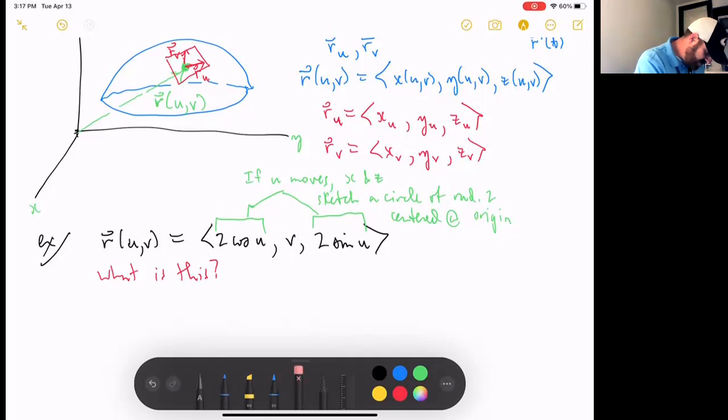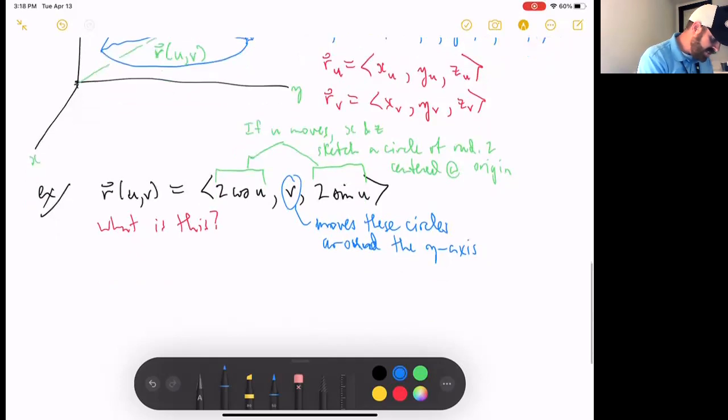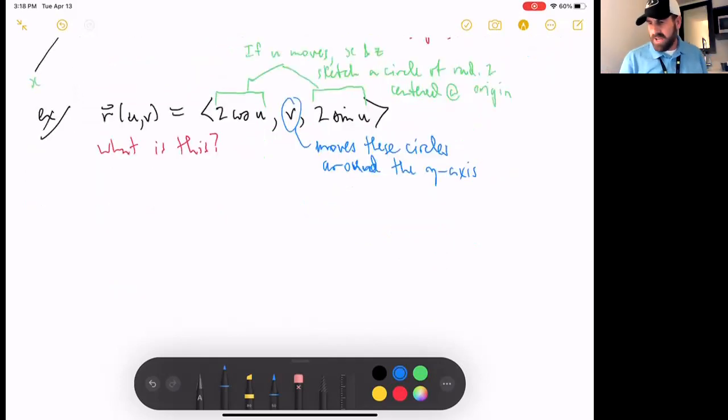So let me just circle this again. This guy just moves these circles around the y-axis. It moves these circles like rings around on the y-axis. The circles themselves just get moved around on the y-axis everywhere. So don't you see what kind of surface this is going to be? It's going to look like this. It's basically just a tube with the y-axis right in the middle.